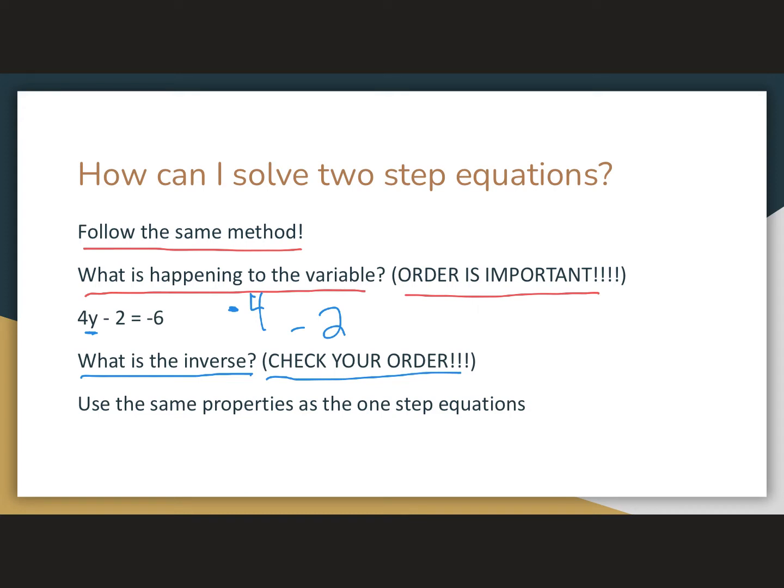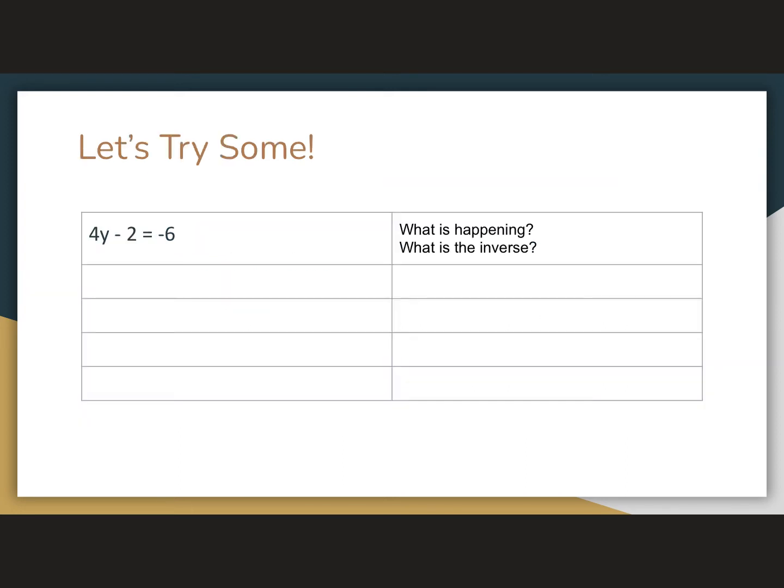I'll go over exactly how we do that, but please make sure the order is extremely important. Finally, you're going to use the same properties as when you solve the one-step equations. So we're still going to be using APE, SPE, MPE, and DPE, as well as our CLT. If you don't remember what those are, please go back and watch lessons 1 and 2.